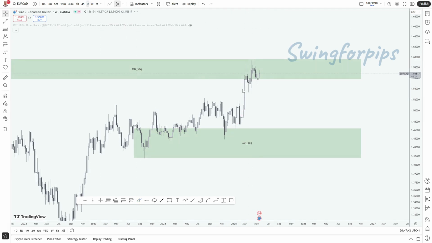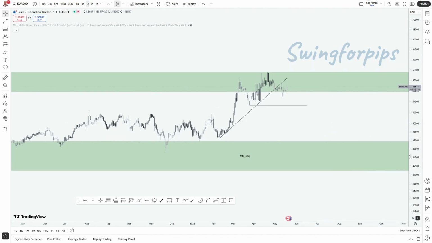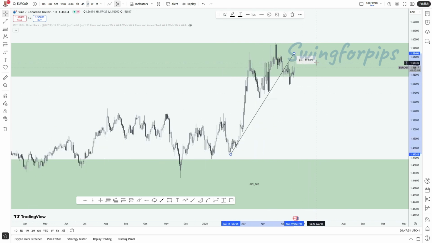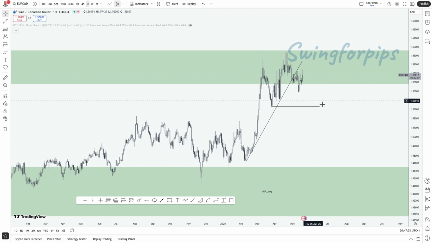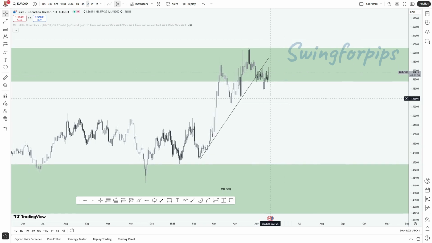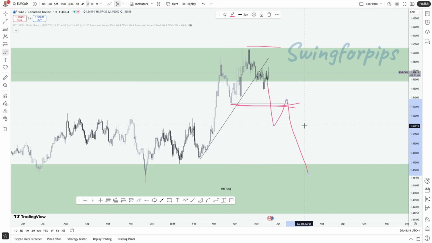On the daily, we can see that price has broken this momentum trend line, this bullish trend line, to the upside. So the daily is also bullish. However, it is in a bullish consolidation. So either price comes to eliminate this high right here, or take out this zone right here. If price takes out this zone, then we can look for bearish evidence to the downside.